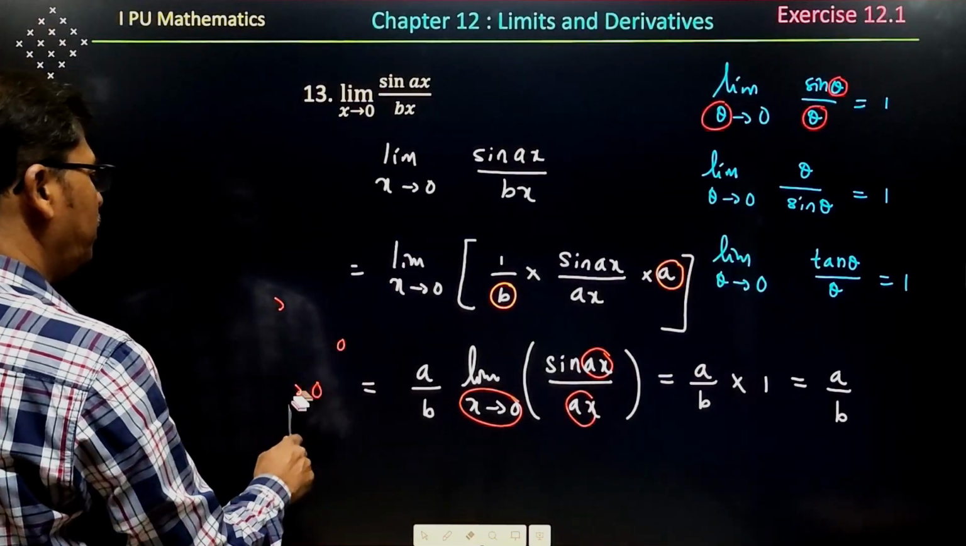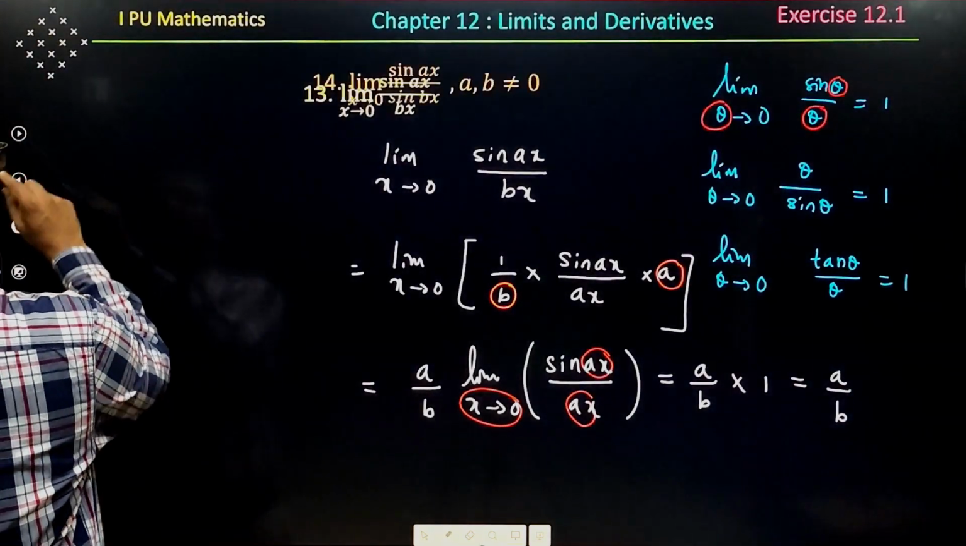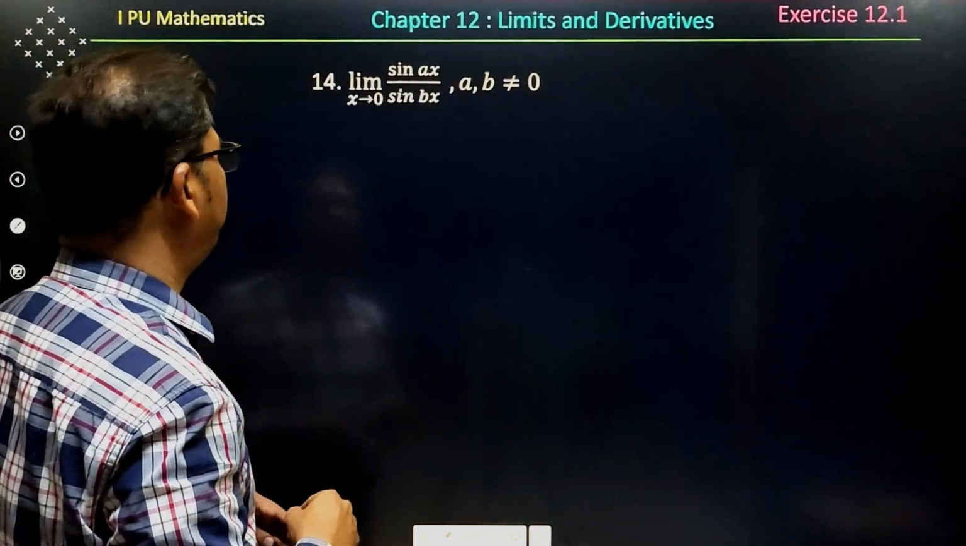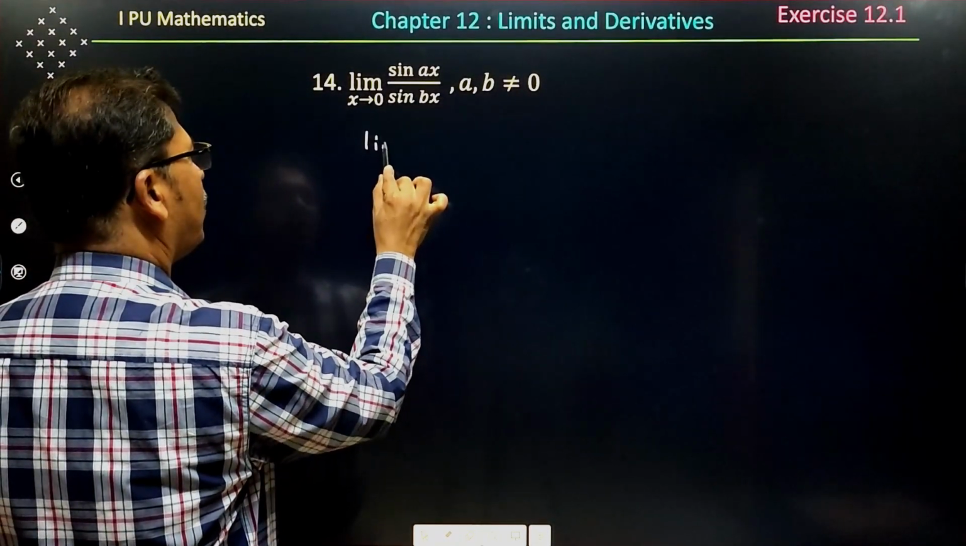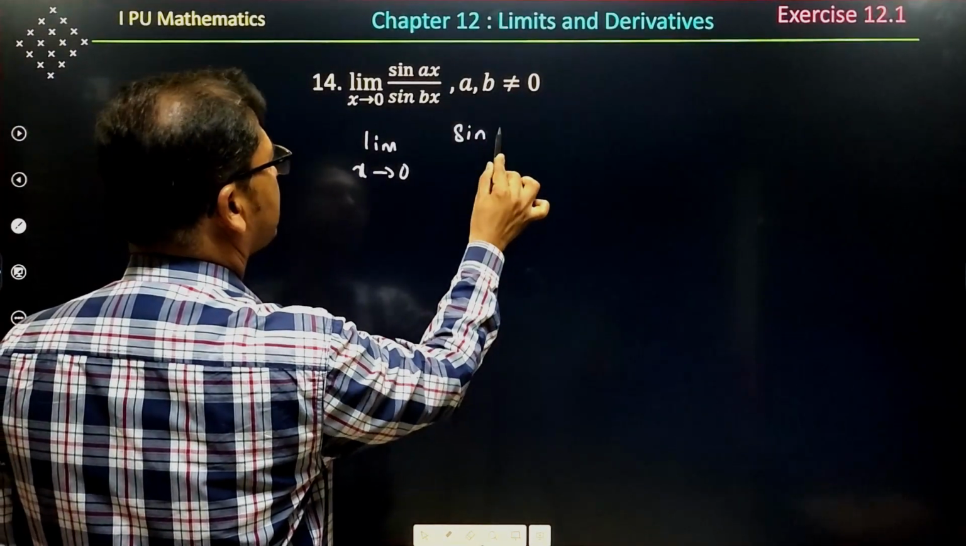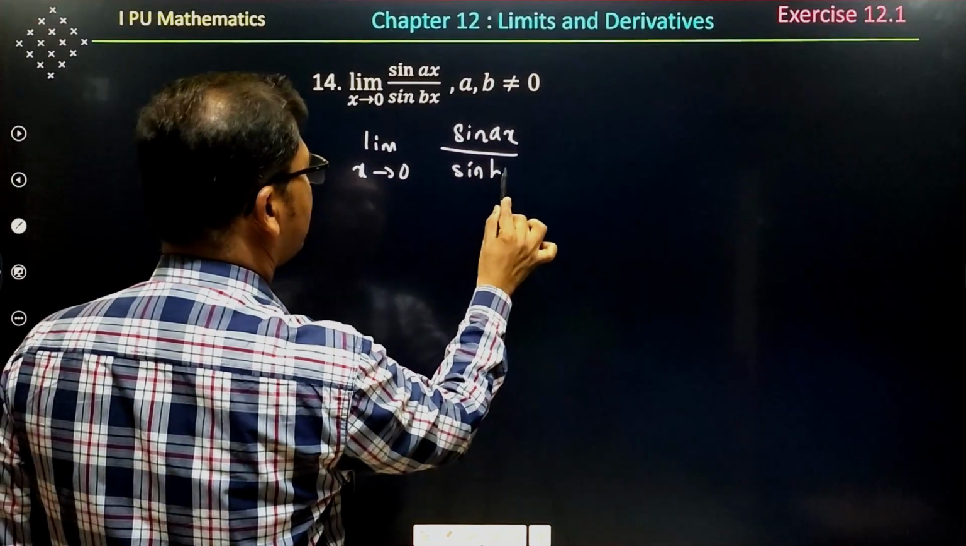Now let me continue the next example. Let us take into consideration the next example. Again, this is also based on the same property. Limit x tends to 0, sin ax divided by sin bx here.